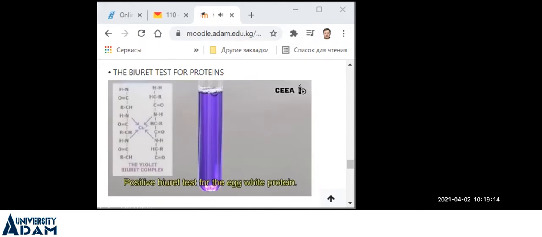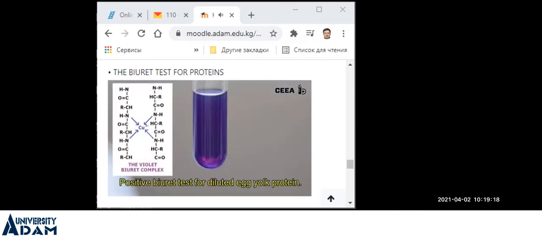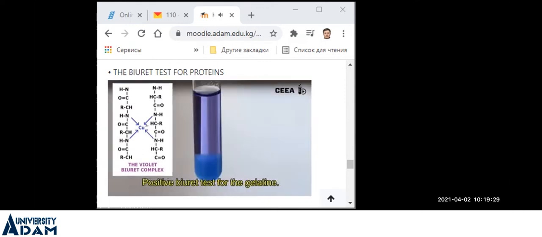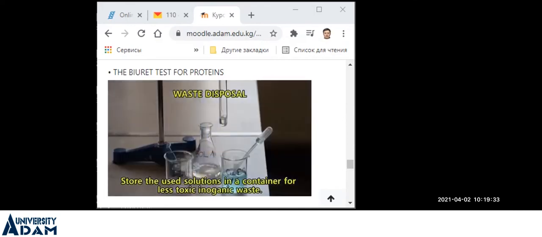The violet color is due to the formation of a square planar copper complex with the amino groups involved in the peptide bonds, the complex being called biuret. As the solutions contain copper, it is advisable to discard them in a container used to collect less toxic inorganic waste.